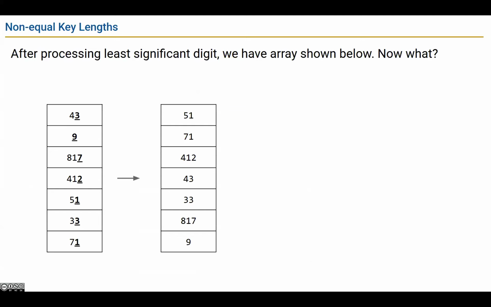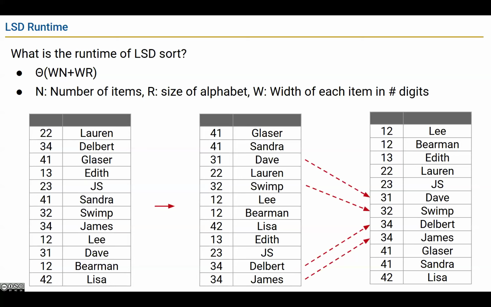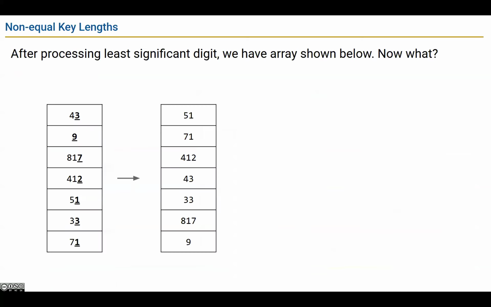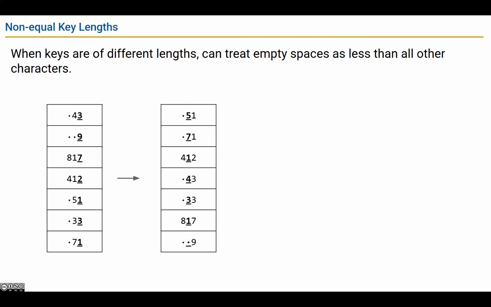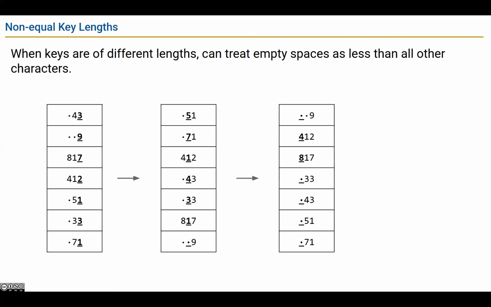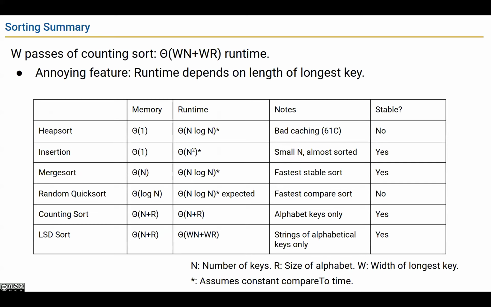So let's just look through how things might work for other cases. If you have non-equal key lengths like this, how does LSD sort work? We already discussed this earlier. We just add zeros to the front, right? And once we do this, we can get it sorted. So using this LSD sort, we can get Wn plus WR runtime. In practice, W is probably going to be a small number, R is probably going to be a small number. So all you're left with is N, and you're left with theta N runtime. That's why I said with a bunch of asterisks.